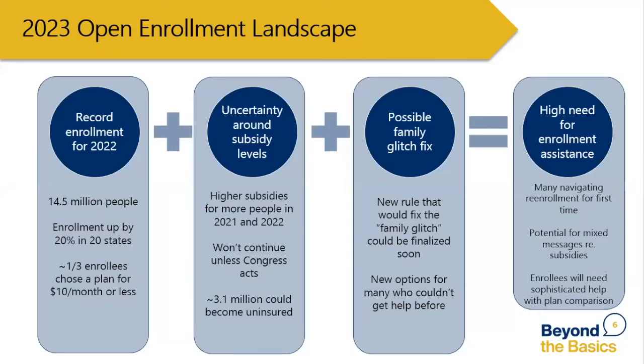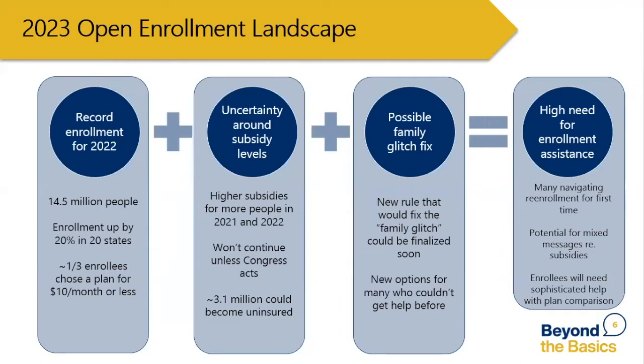Before we get to today's main speaker and main topic, I wanted to provide some brief context about the marketplace landscape going into open enrollment this fall and why it may be more important than ever to prepare tools to help the people you assist compare their options. There are at least three major factors that will influence the upcoming open enrollment season. We have record marketplace enrollment for this year, plus uncertainty around whether the enhanced subsidies from the American Rescue Plan will continue, plus a possible fix to the family glitch taking effect. These factors together will make for a very busy year for enrollment assisters. And while it looks likely that the public health emergency will be extended, and so the Medicaid continuous coverage provision will remain in effect during open enrollment, that's another potentially complicating factor lingering on the horizon.